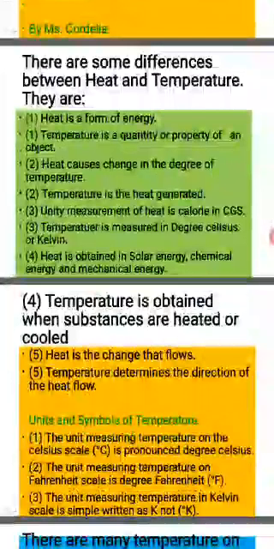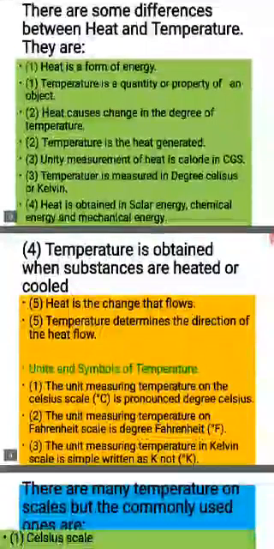What is heat? Good, heat is a form of energy. Then what about temperature? Temperature is the degree of hotness or coldness of the weather. That's fine. So we are now going to compare the differences between the two of them. There are some differences between heat and temperature.